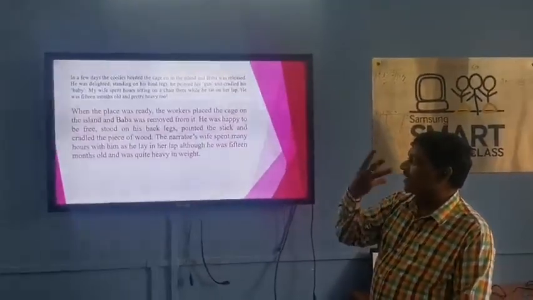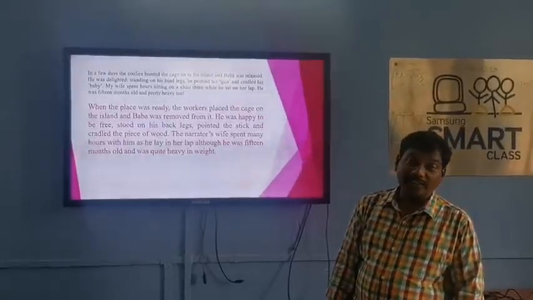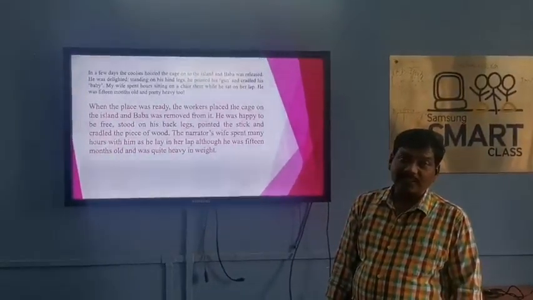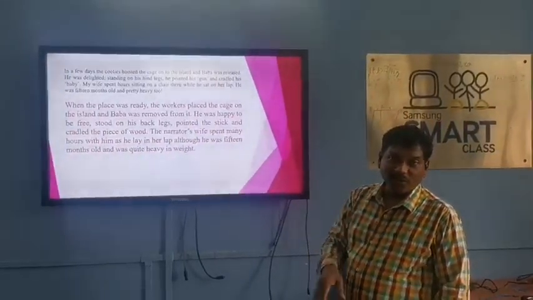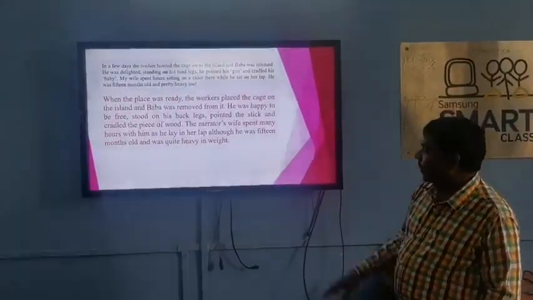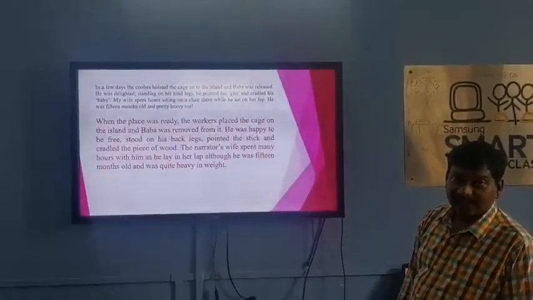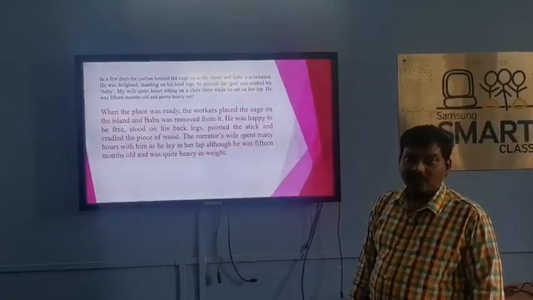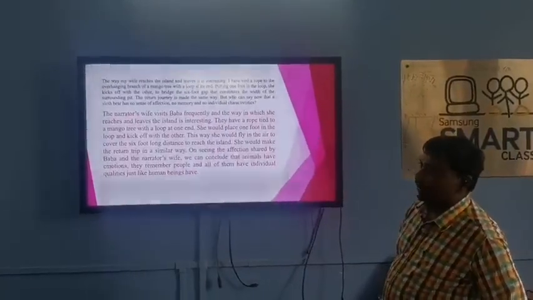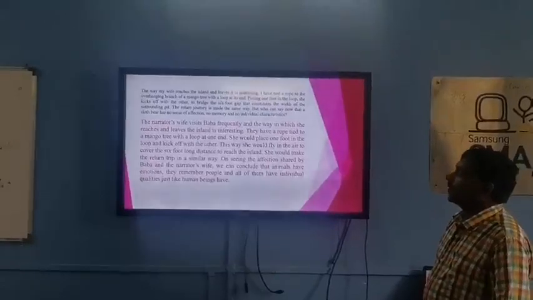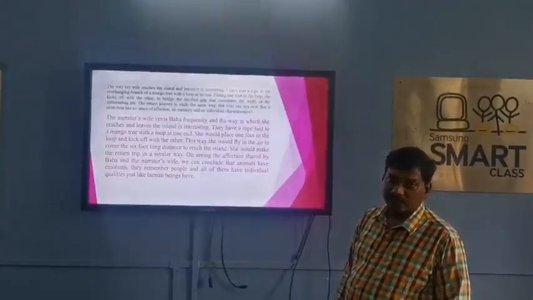The narrator's wife spent many hours with him as he lay in her lap, although he was 15 months old and was quite heavy. You see, the narrator's wife was very lovable to Baba. She even allowed him to sleep on her lap, though Baba was 15 months old and quite heavy. The narrator's wife was also a very caring lady. So in the last part, we have to see how the narrator's wife spent her time with Baba.